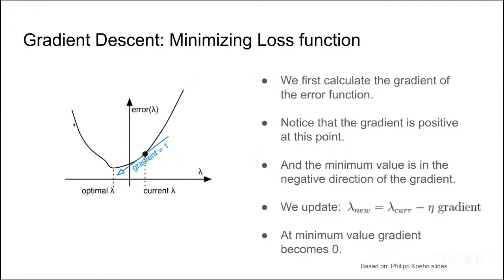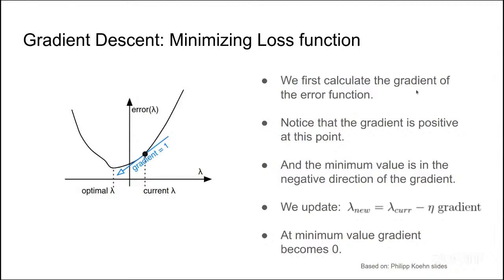Assume that this U-shaped curve that you see here is your loss function, and lambda is the weight of the network, and you want to find a lambda such that the error is minimum. This is the optimal lambda, the point where you want to go. You are currently at some lambda here, and you want to reach this optimal lambda. This is the goal. So how do you do that?